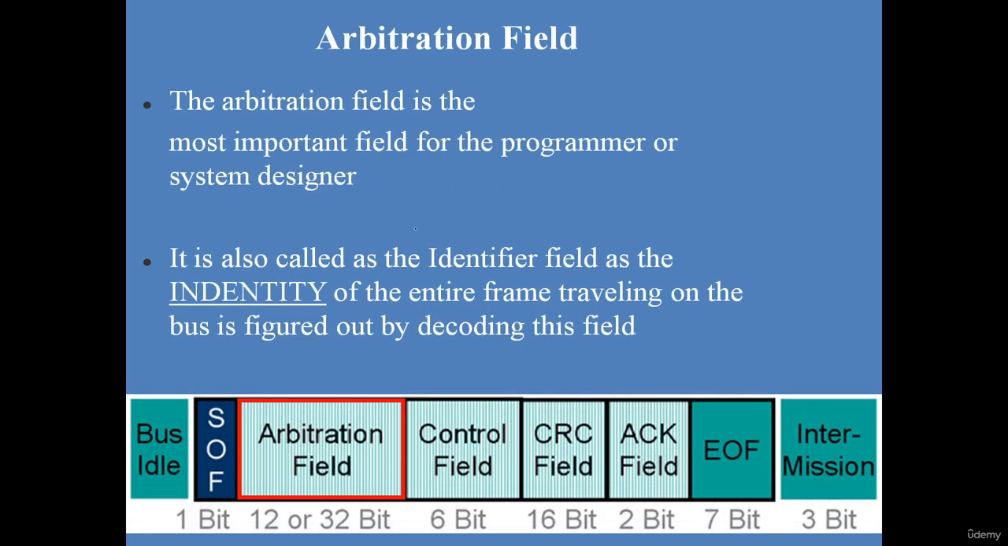Next is the arbitration field. This is the most important field for the programmer or system designer. It is also called the identifier field, as it holds the identity of the entire frame traveling on the bus. So the identity of the message or the frame is present in this arbitration field. What type of data it contains, what type of request it is, what type of frame it is, all that is decided by the arbitration field. It gives a unique identity to each and every frame. This consists of 12 or 32 bits.